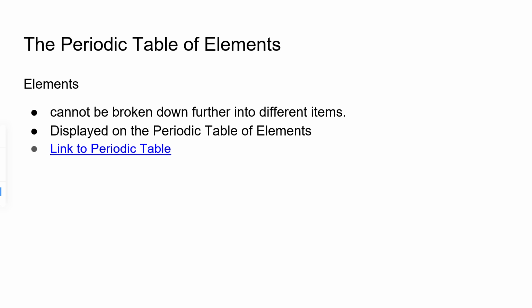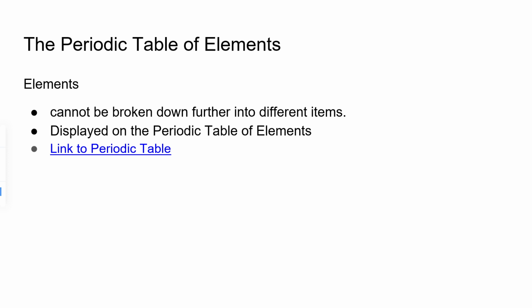Introduction to atoms and elements. So elements are substances that cannot be broken down further into different substances or different items. Elements consist of atoms. And atoms are the building blocks of all matter. So elements consist of only one type of atom.